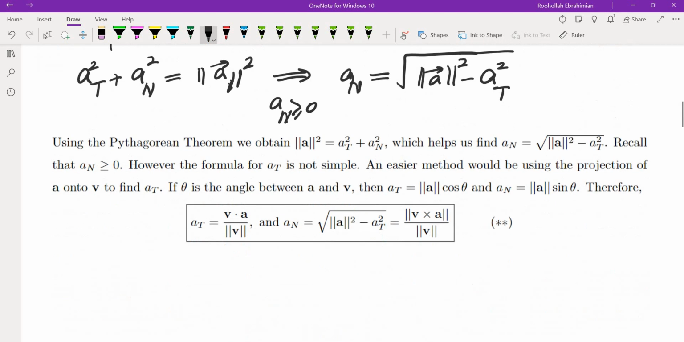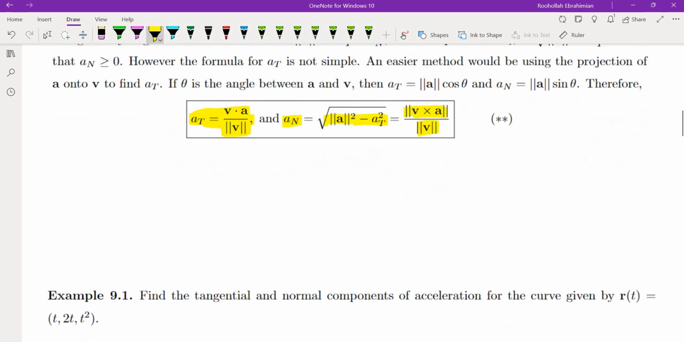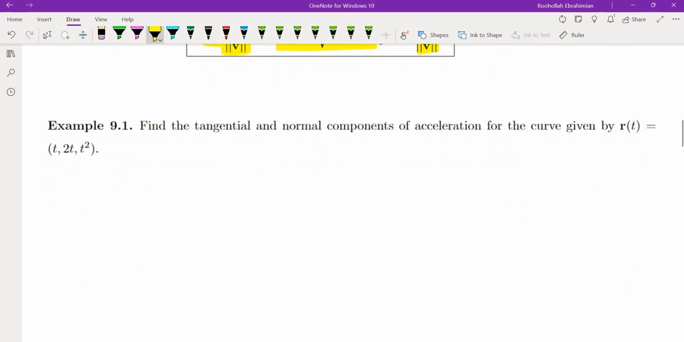So bottom line, there are these three formulas. a sub t is v dot a divided by magnitude of v. a sub n is the square root of magnitude of a squared minus a sub t squared. And the other formula for that would be the cross product of a and v divided by magnitude of v. So the first formula is easier to use when you want to find a sub n. Okay, so let's look at one example.